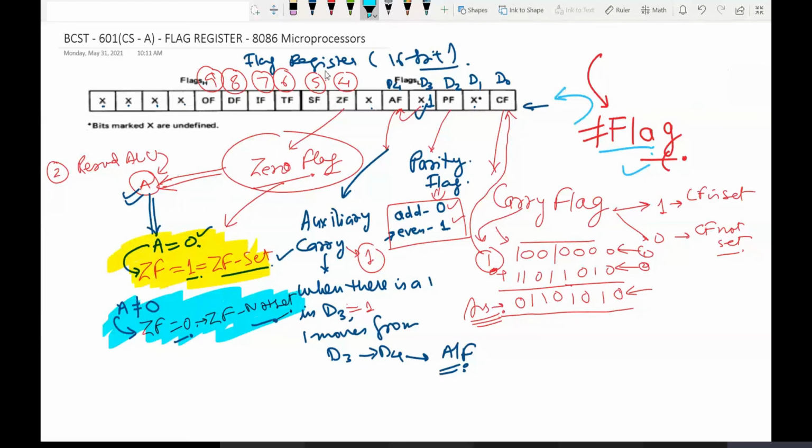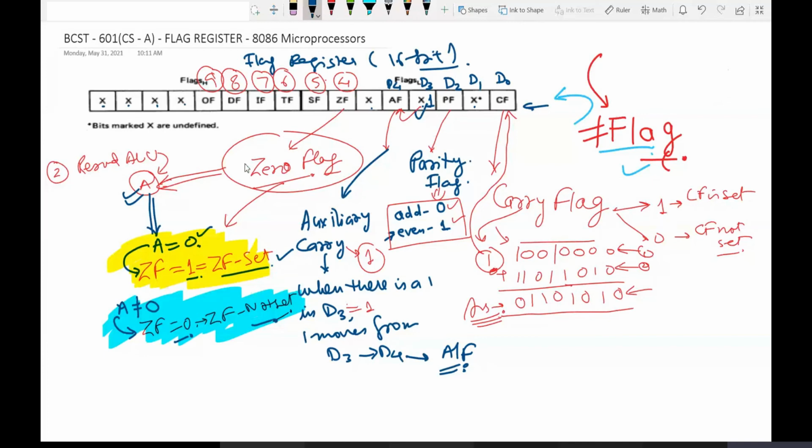Is that clear? Zero flag? Or do you want me to repeat? Yes. Sir, repeat once again. Repeat already means once again.